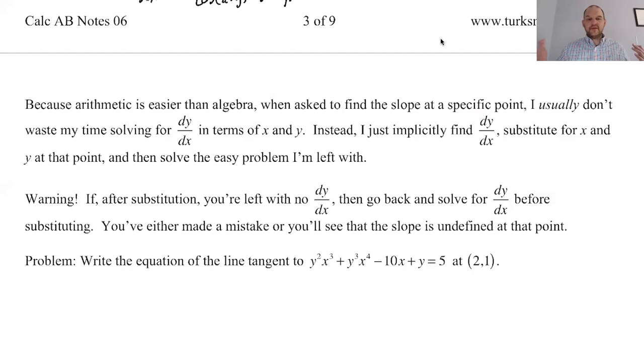All right, I'm back. We're on page 4 of Calc AB Notes 6. We're talking about implicit differentiation, all the sorts of things you can do with it. Let's see what this page has for us.